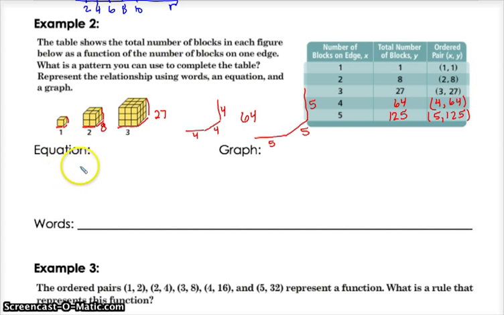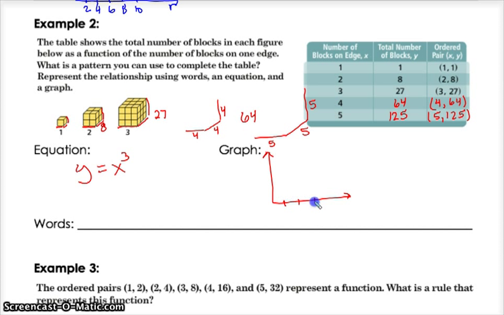So the equation here would be y equals x to the third power, because each time I'm multiplying the blocks on one edge by itself 3 times. So the equation would be y equals x cubed. The graph of this, and we're going to go ahead and just sketch this.